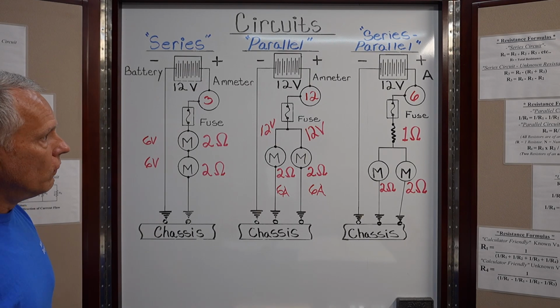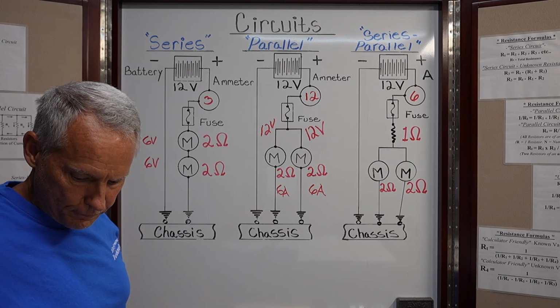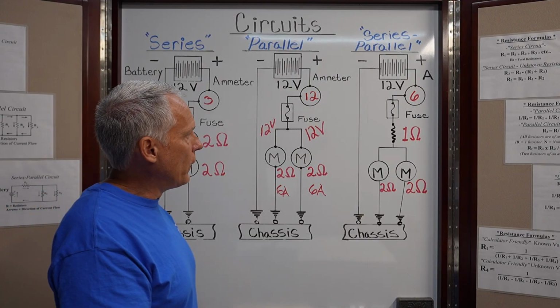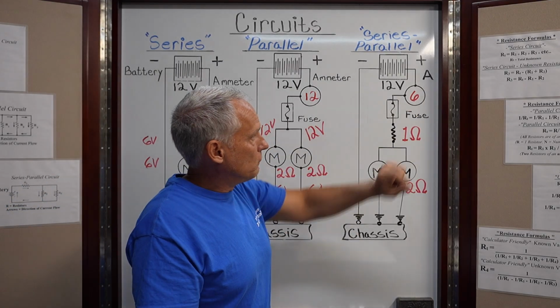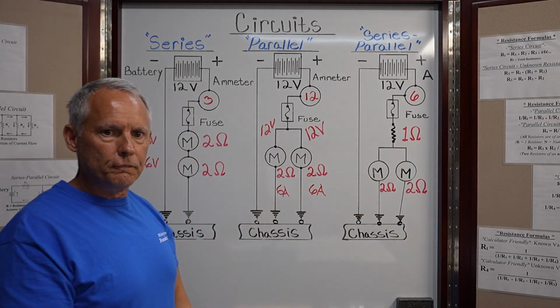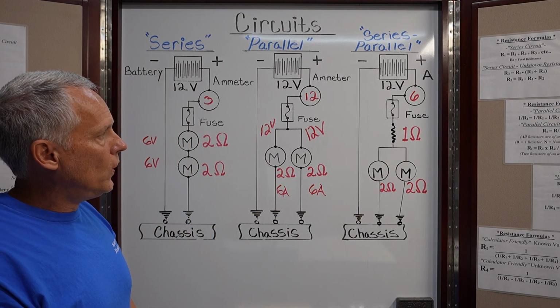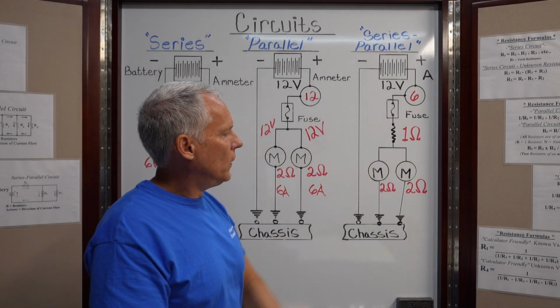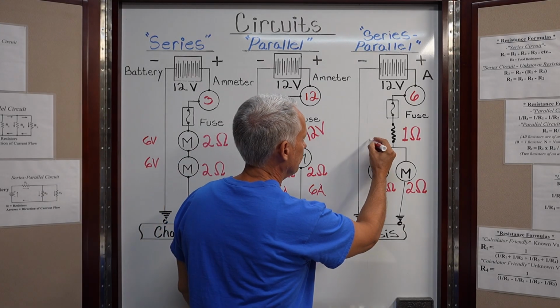All right, so what about this circuit over here? Let's go to this one. Here we have 6 amps total in the circuit, but we have a 1 ohm inline resistor. Okay, we want to calculate the voltage drop. Well, we have 6 amps times 1 ohm is going to be 6 volts.